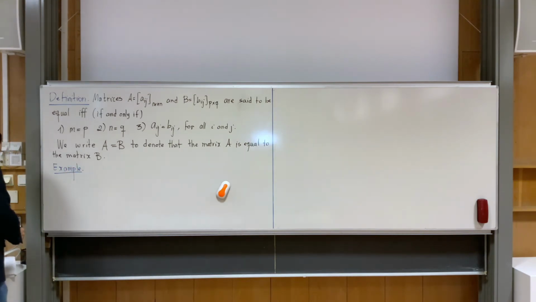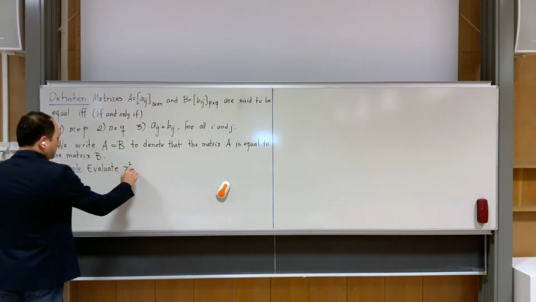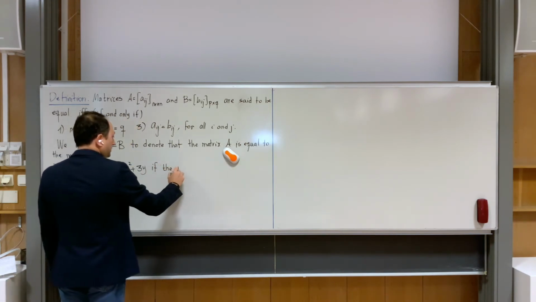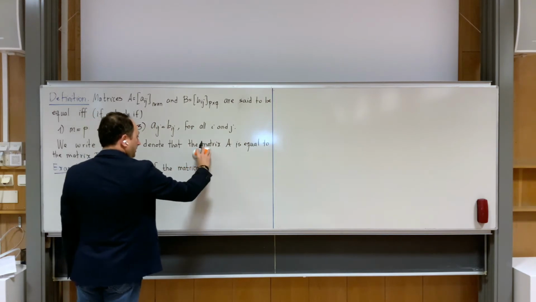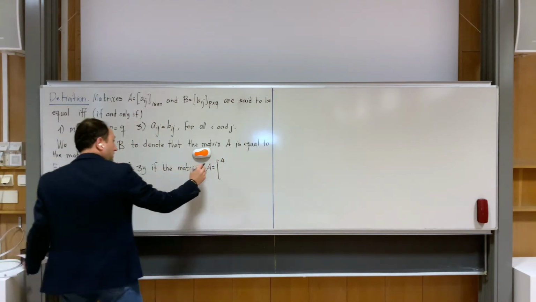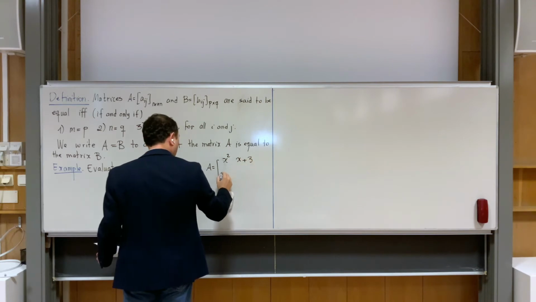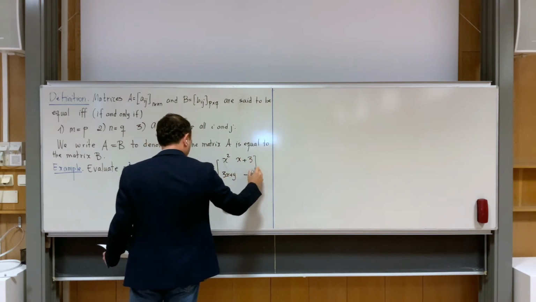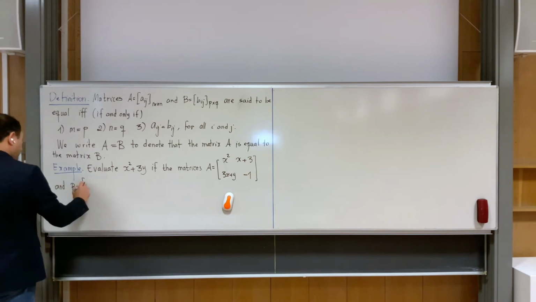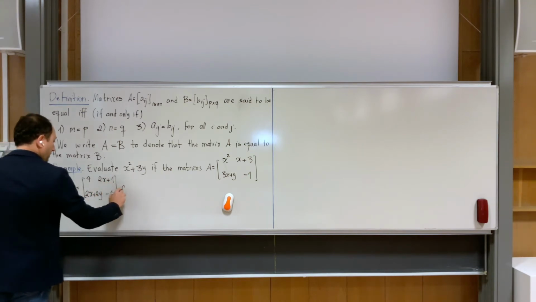Evaluate x squared plus, say, 3y if the matrices A equals, let me write it here for you, x squared, 3x plus 3, and 3x plus y, and minus 1, and B equals 4, 2x plus 1, 2x plus 2y, and minus 1 are equal.